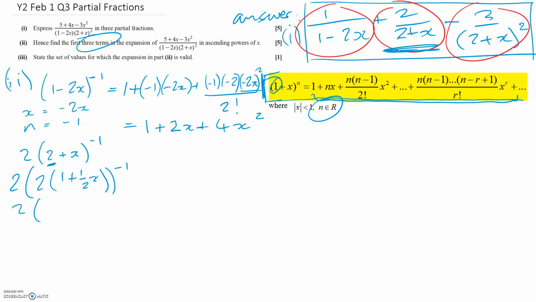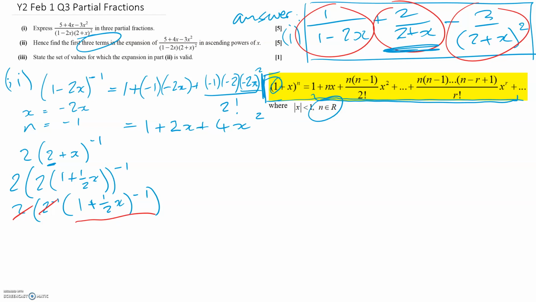So let's deal with that. That will be 2 to the minus 1 times by 1 plus a half x to the minus 1. Now I recommend you don't try and do a shortcut here. You write all these steps out. 2 times by 2 to the minus 1 is a half, so these are just going to cancel. So really all we want to do is expand that now.